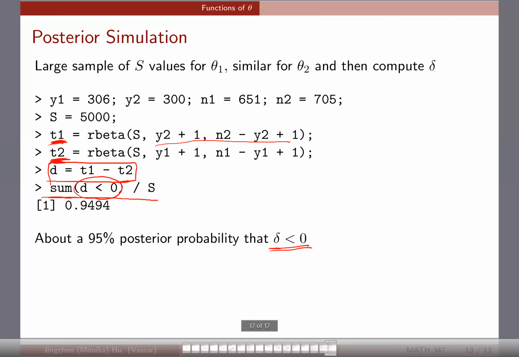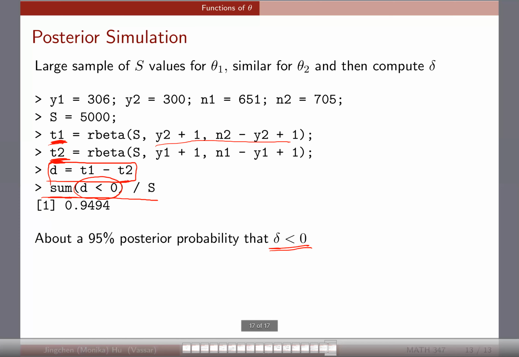And it's roughly 95%. So what we can say is, if we think about the difference of theta 2 and theta 1, we define that as the new unknown parameter, which in turn is a function of theta 1 and theta 2. We can use Monte Carlo approximation to get the posterior probability of that, which is 95%. So this says we have 95% posterior probability that there is a decrease in the proportions of the real failures for that particular disease.